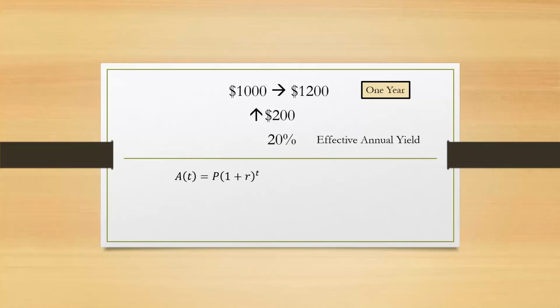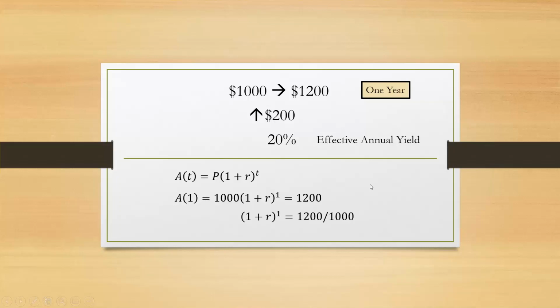For this particular problem, our A of 1 is equal to 1,000 times 1 plus r raised to the 1, and that's going to equal $1,200. 1,000 was the principal, that was the initial investment. 1 plus r would be your effective interest rate there, raised to the 1 because it's only been in there for 1 year and it's worth $1,200.